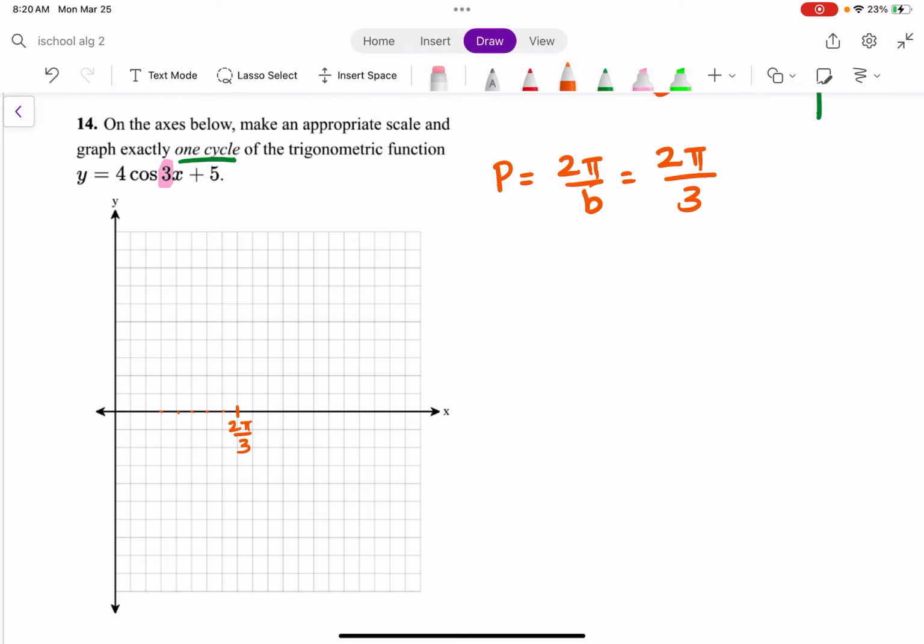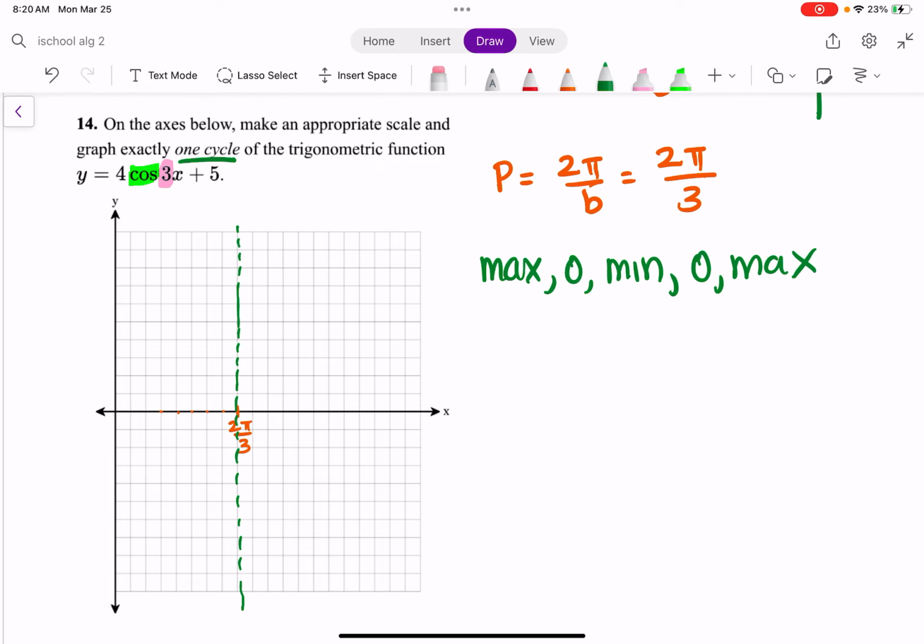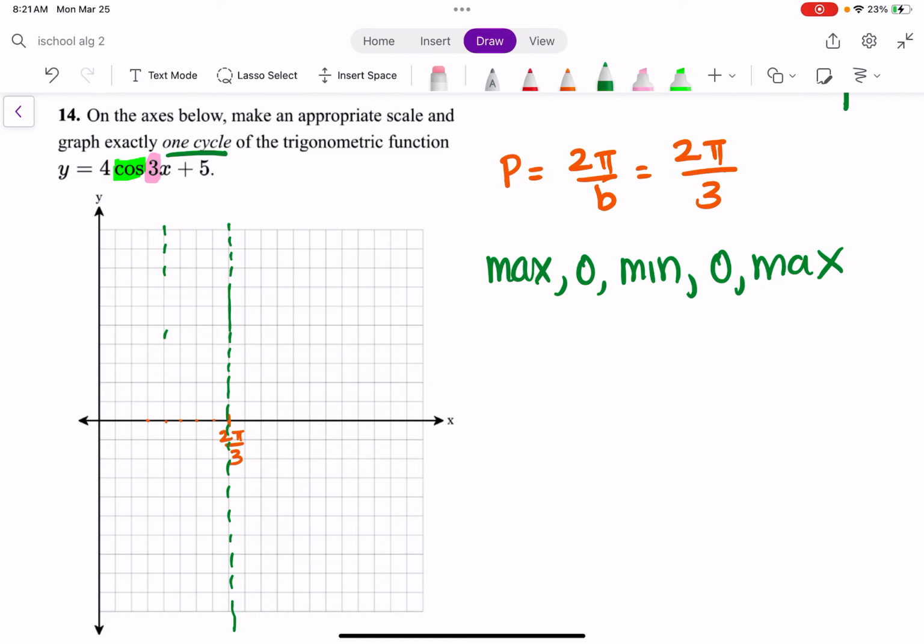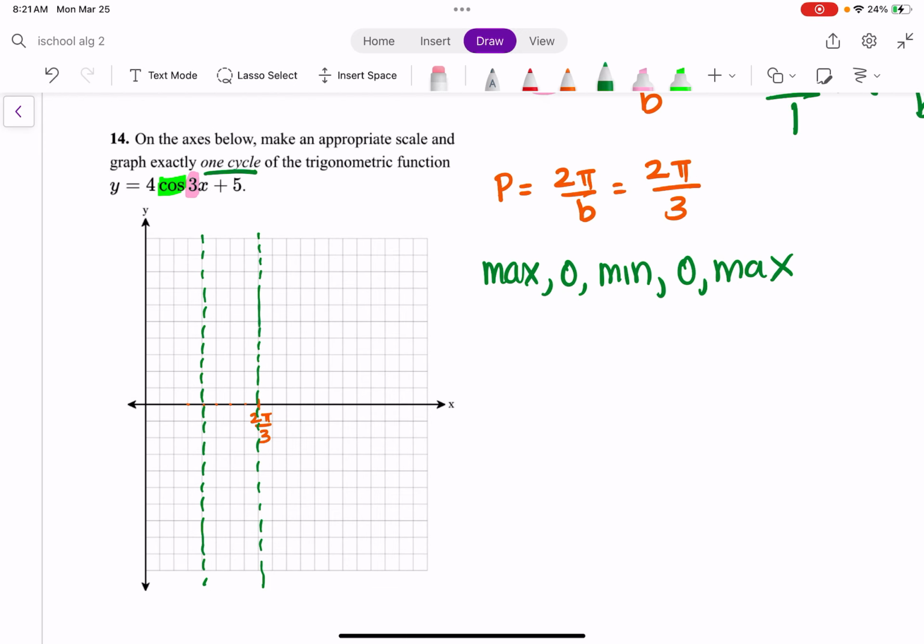Now, to draw an accurate graph, right, because if you remember, we have our pattern. This is a cosine function. So our pattern is max, 0, min, 0, max. We need to split up the graph so everything is evenly spaced. So what I like to do is draw a dotted line through your period. Then split the space, 2, 3, 4. Split the space in half, like this. And then split each half into half again.